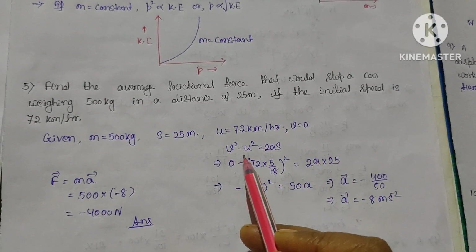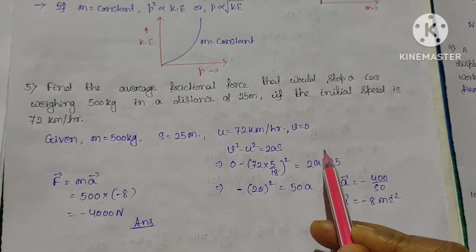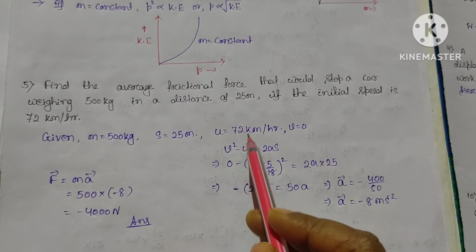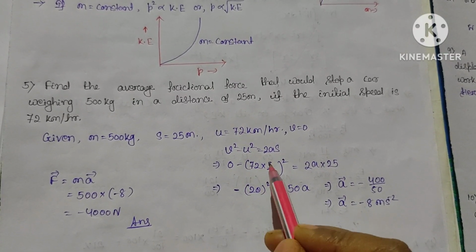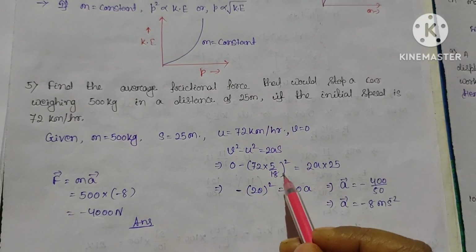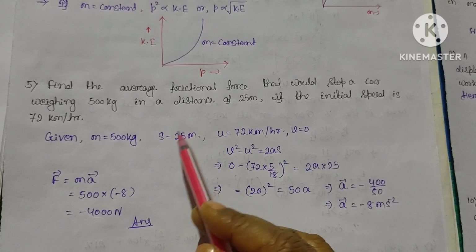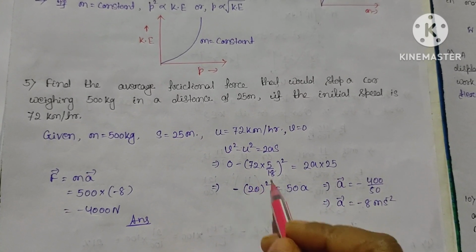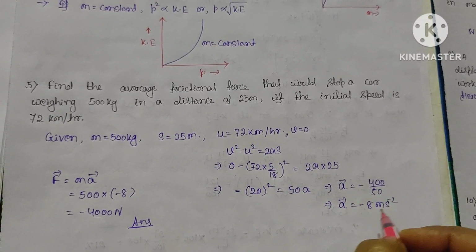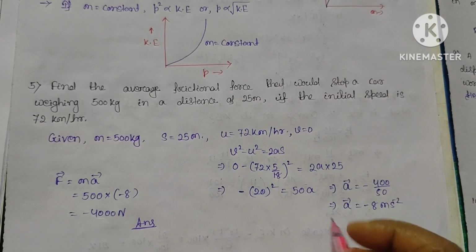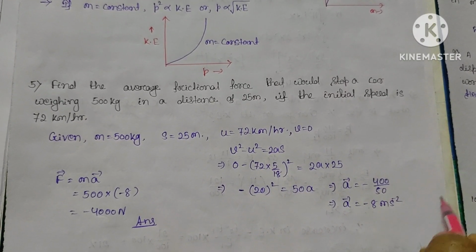So we know v square minus u square equals 2as, our equation of motion. Here v is 0, and by putting the value of u, that is 72 into 5 by 18, because it has to be in meter per second, and 2a into s, where s is 25 meter. So finally calculating this, acceleration will be minus 8 meter per second square, or it is a retardation. So the negative acceleration means it is a retardation.